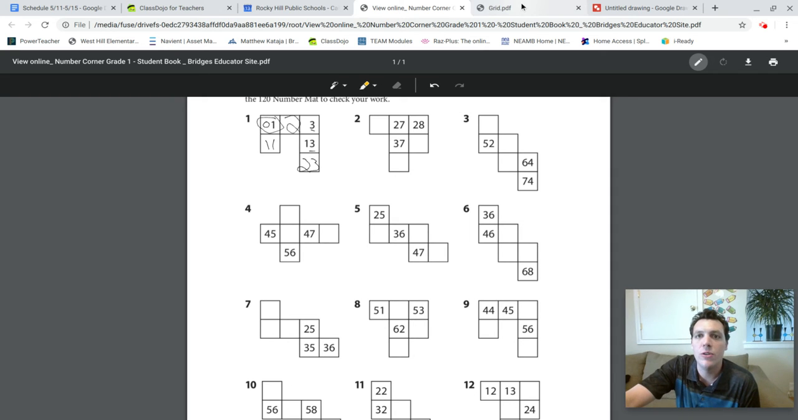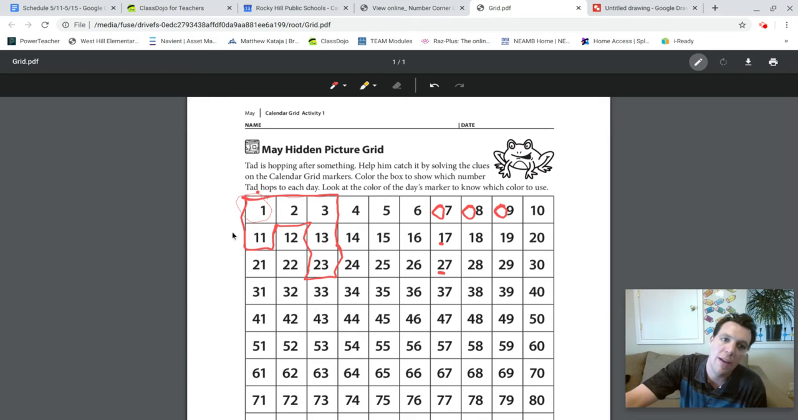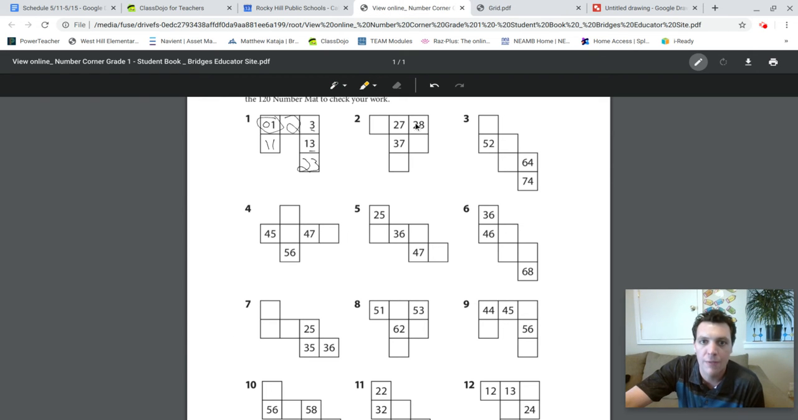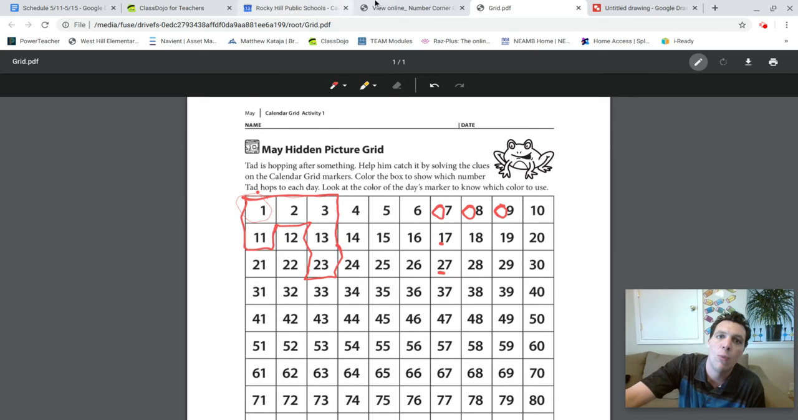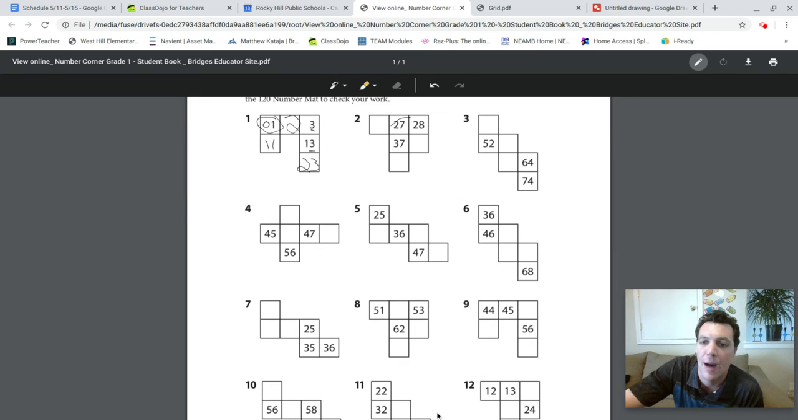If you want, use this grid on the page before, and that will help you solve these problems. Find one of the numbers, go to the grid, and see what you have to put in the missing boxes. I just wanted to share that with you.